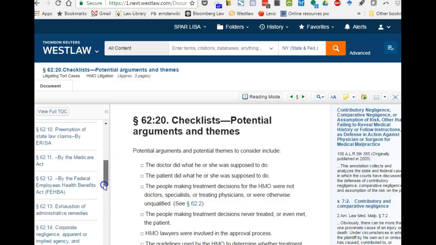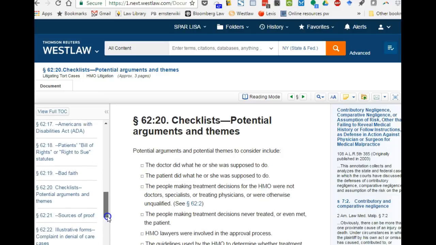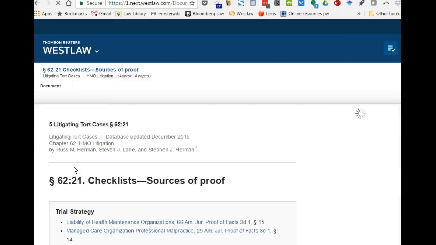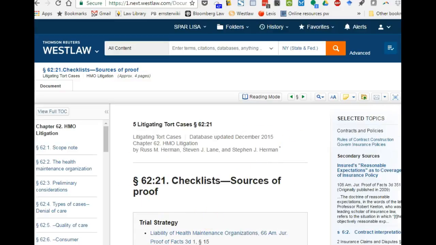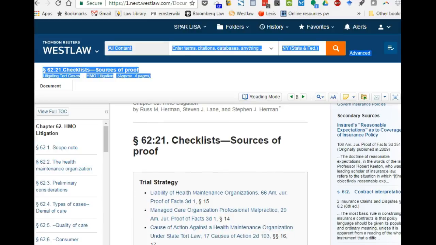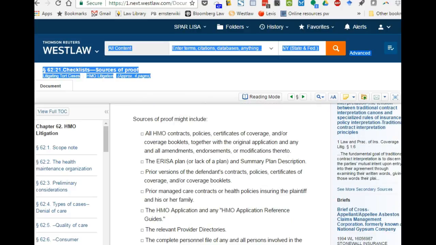Again, all these useful types of resources we haven't really encountered. Sources of proof. That is here. And illustrative and forms, again. We'll look at forms in more detail next time, as I said. So what's sources of proof?